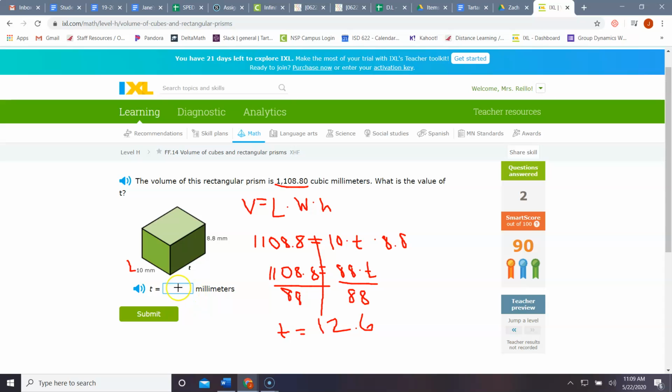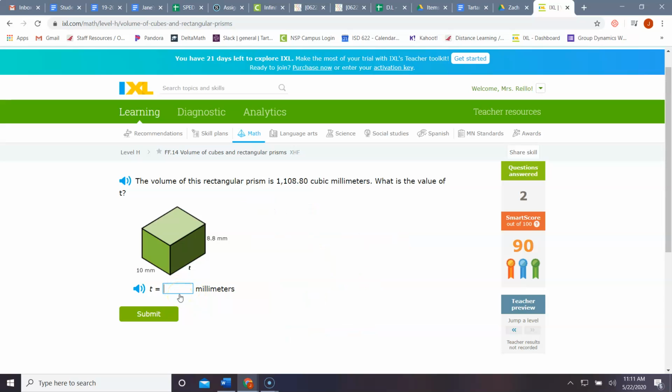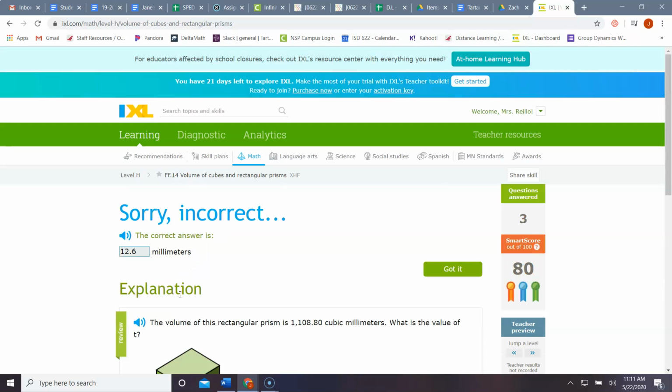All right, so we can go ahead and plug in 12.6. Oops, I just wrote the wrong number. Okay, we did actually get it correct. That was my bad for typing and then not paying attention. But yes, you can see here the correct answer is 12.6, which is what we got.